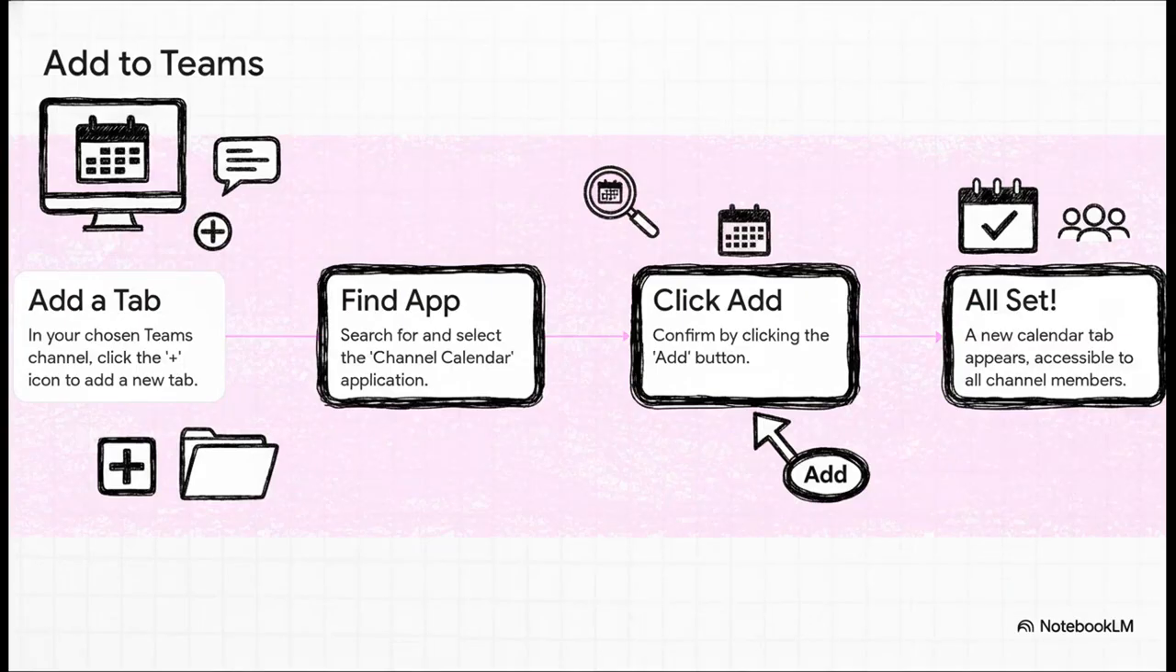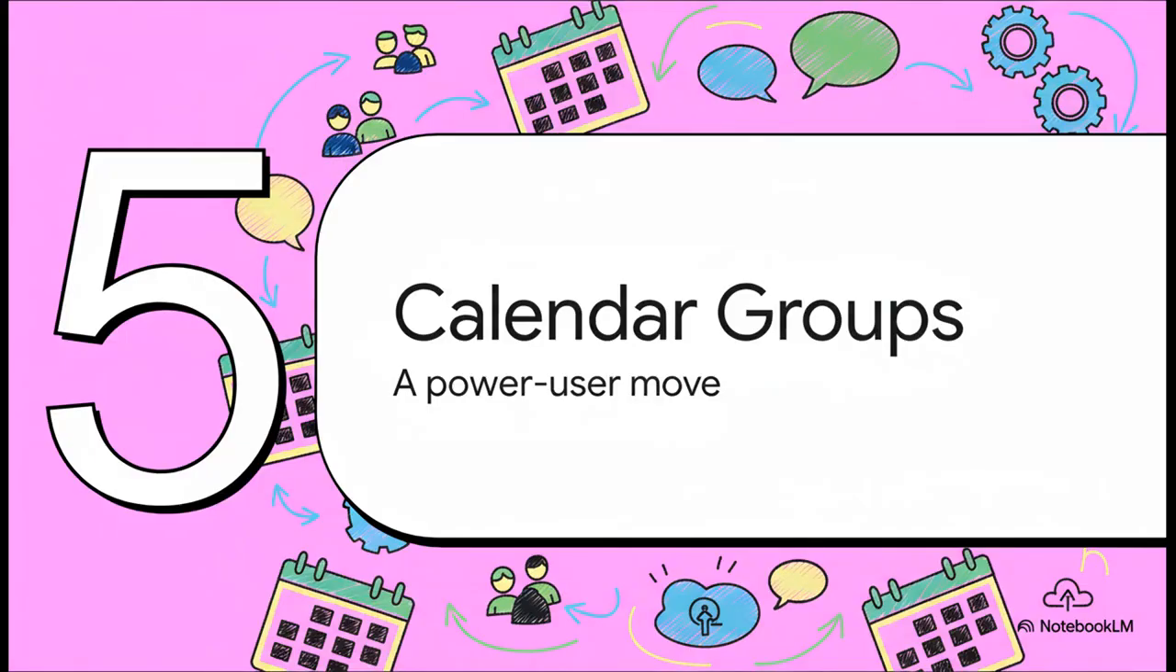And you won't believe how easy it is to set up. In whatever channel you want the calendar, you just click that little plus icon to add a new tab. Type in Channel Calendar, click Add, and boom, that's it. A new calendar just for that channel shows up for everyone instantly. So, you've totally mastered creating and sharing. Awesome. Now, it's time for the pro tip.